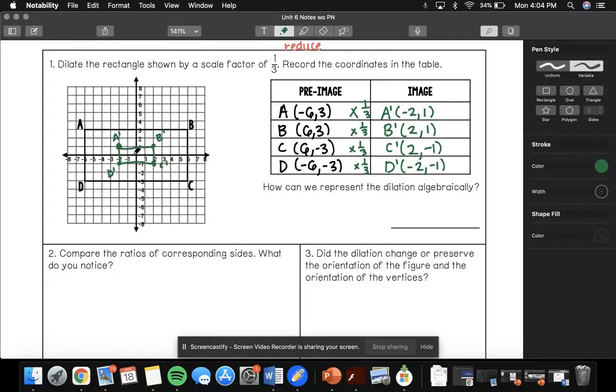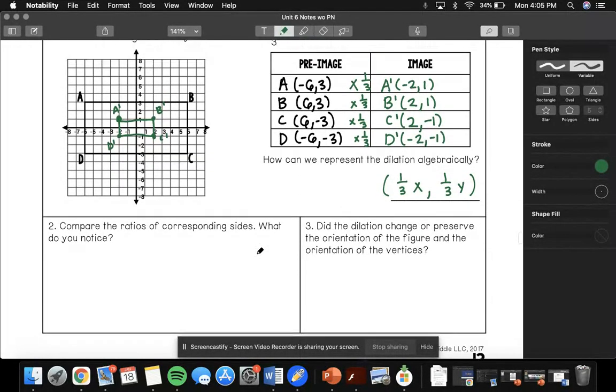We can tell it's obviously been reduced a lot. And the algebraic representation is what did we do to these numbers? All we did was multiply by 1/3. So algebraically, we multiplied the x coordinate by 1/3, and we multiplied the y coordinate by 1/3. And this is the algebraic representation, 1/3 x, comma, 1/3 y.